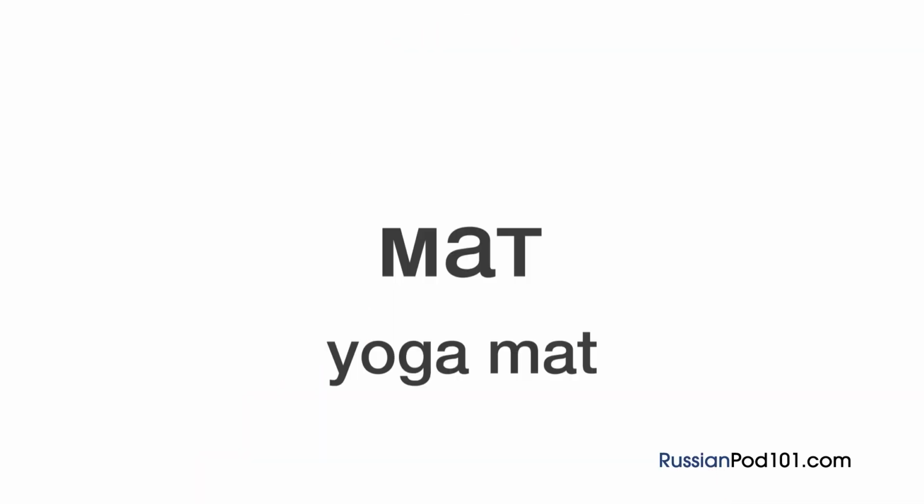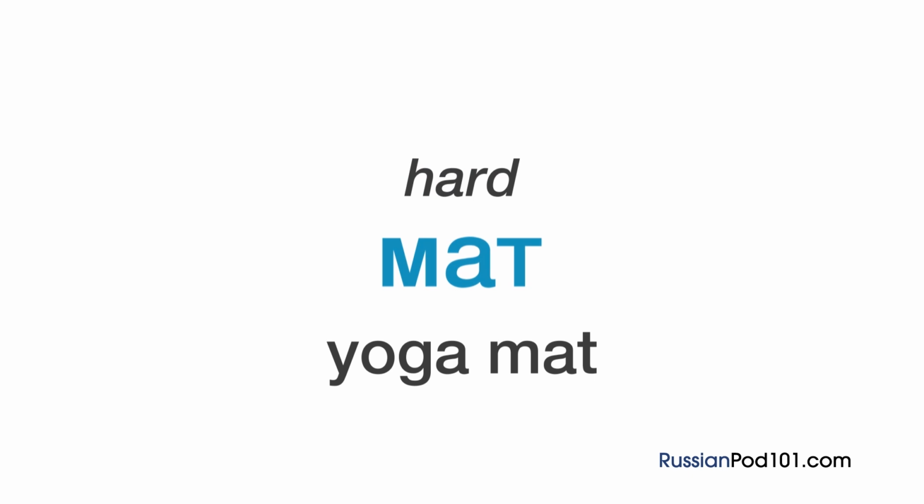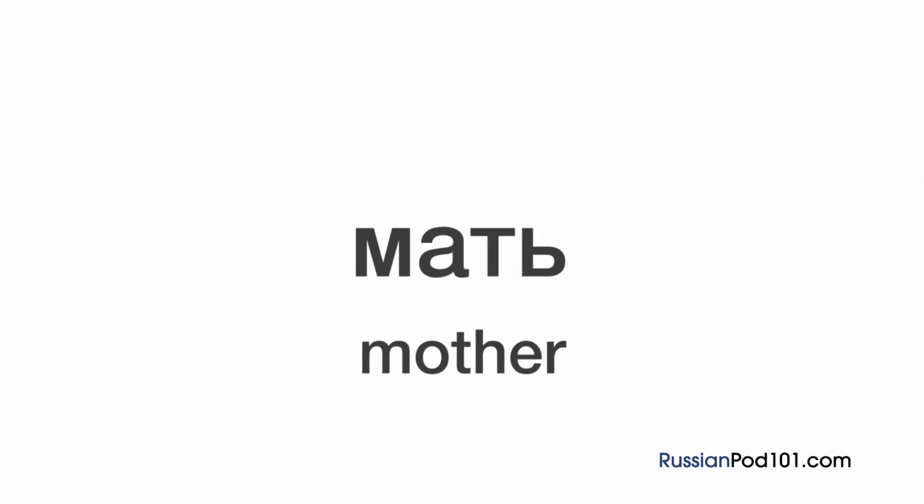See if you can guess the pronunciation of the following words. The first one is Мат. This vowel is a hard vowel, which indicates that the first consonant must also be pronounced hard. The final consonant doesn't have any signs or vowels following it, so it too must be pronounced hard. Мат. What about this one?